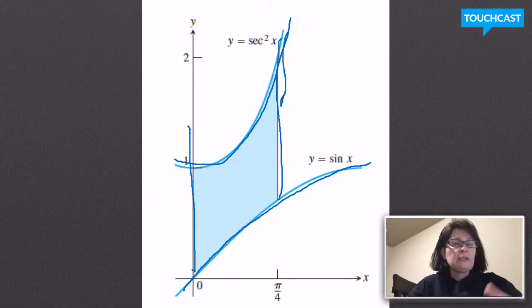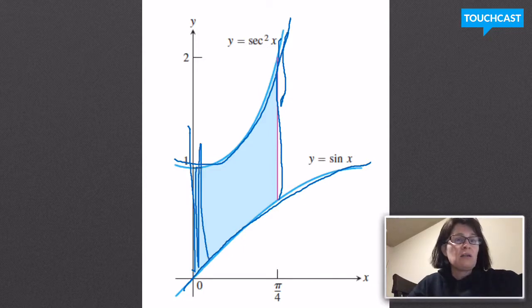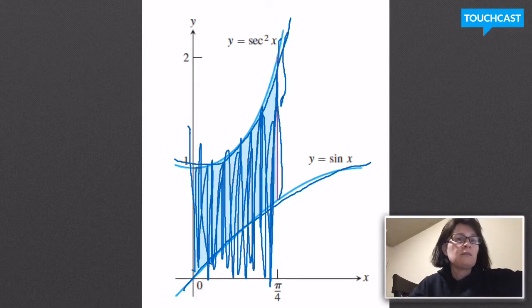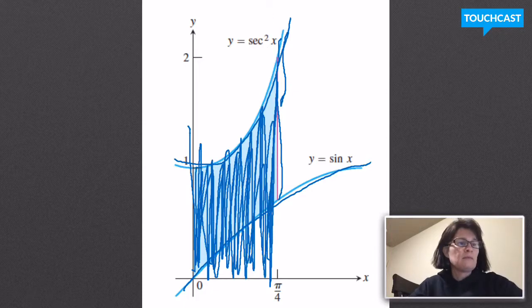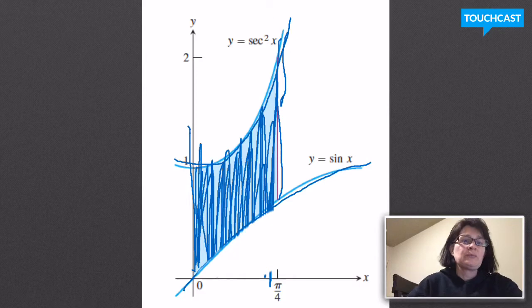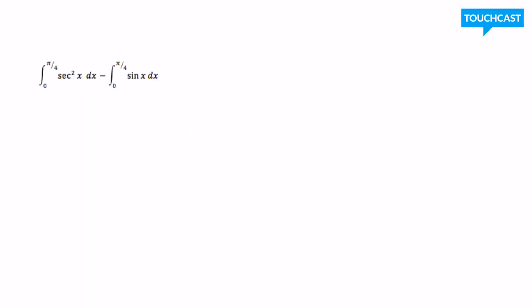So notice that we could find the area by pretending this was all colored in. We could find the area under the secant squared curve, right? And then subtract away the area that's underneath the sine curve. So that's exactly what we're going to do. So this is my plan. I'm going to find the area underneath the secant squared curve between 0 and pi over 4. And I'm going to subtract away the area underneath the sine curve between x equals 0 and x equals pi over 4.